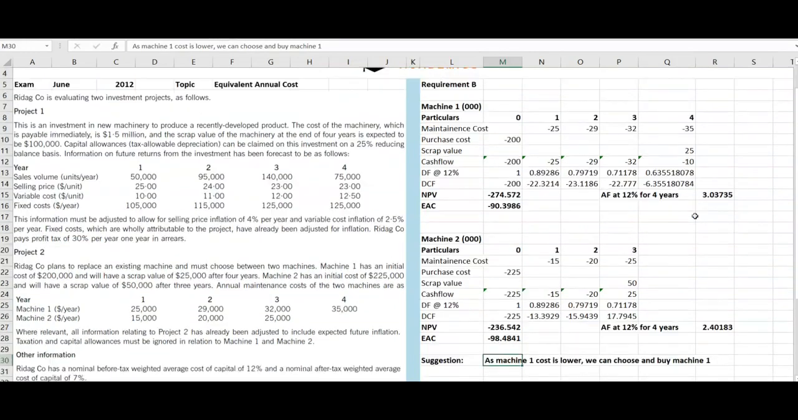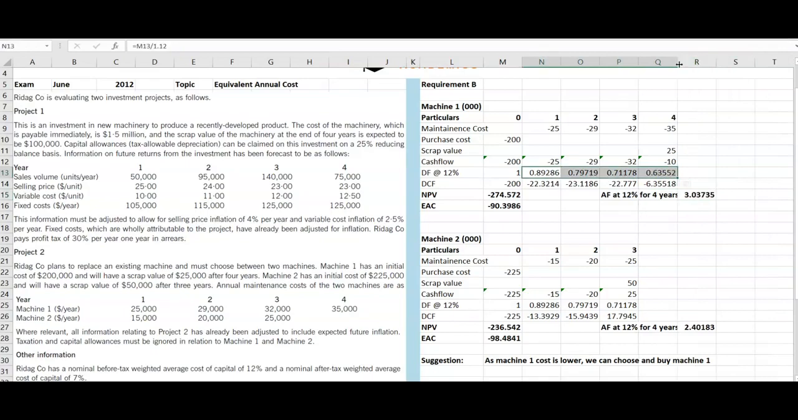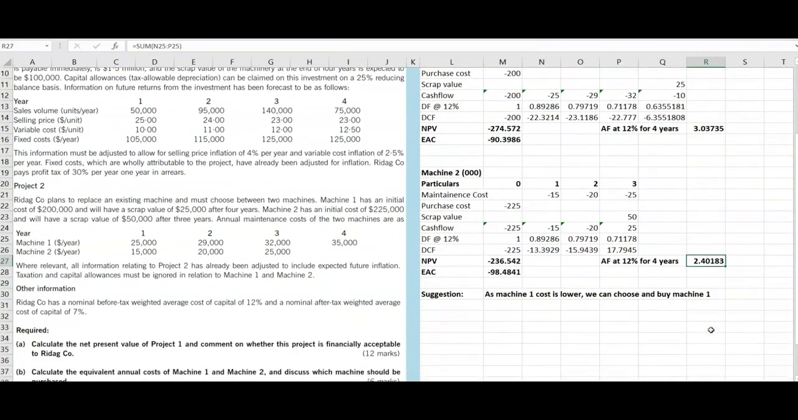Equivalent annual cost is quite easy. What you have to remember very carefully is the annuity factor that you are going to use. This number should only take the decimal numbers that you have used.